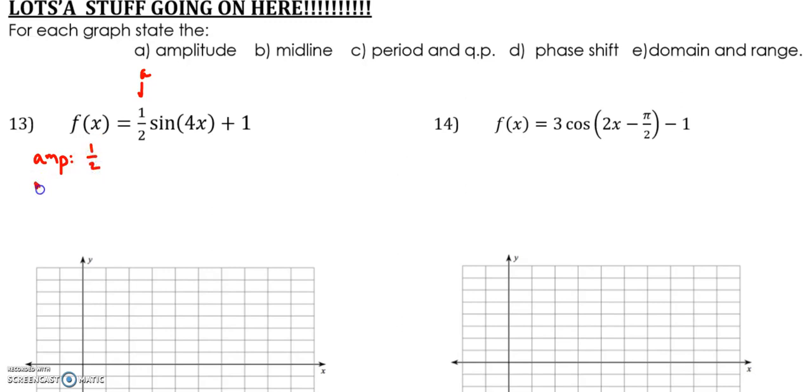Let's do the midline. We haven't been looking at the midline in the past couple problems, but our midline is what's happening here. It's our K value. Okay, and let's make it an equation. So y equals 1. So that's going to be where our new midline is drawn.